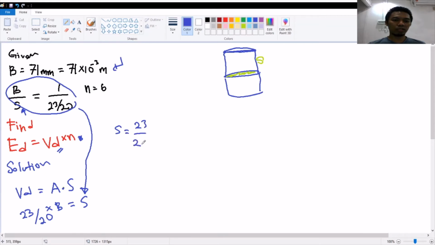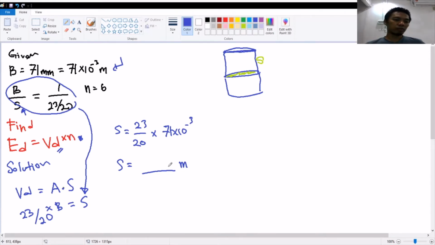So your S equals 23 over 20 multiplied by 71 times 10 to the power of minus 3. So you get something here as the stroke. I don't have a calculator because I left the solution in my office, so I don't have the value here. S must be in meters, a length unit. Let's put some value there for S.